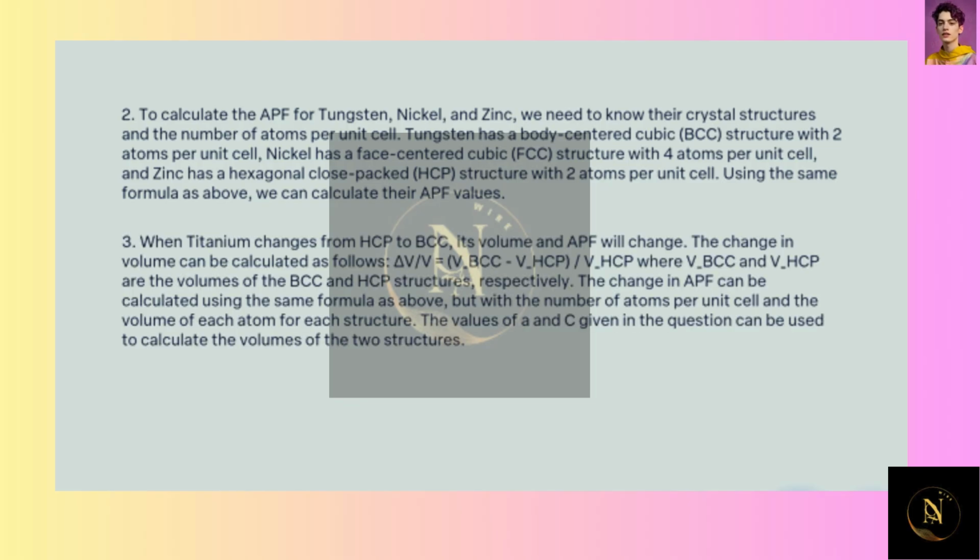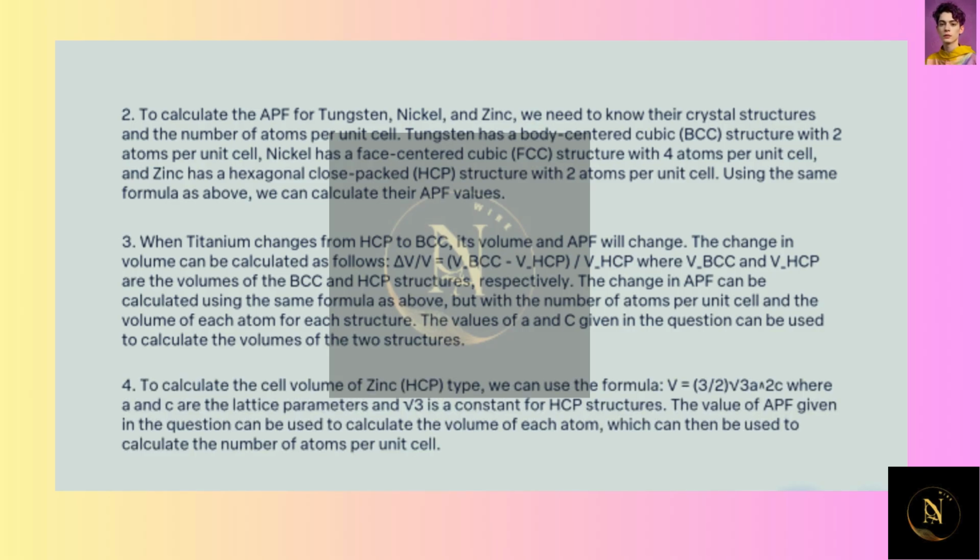3. When titanium changes from HCP to BCC, its volume and APF will change. The change in volume can be calculated as follows: delta V/V equal to VBCC minus VHCP / VHCP, where VBCC and VHCP are the volumes of the BCC and HCP structures, respectively. The change in APF can be calculated using the same formula as above, but with the number of atoms per unit cell and the volume of each atom for each structure. The values of a and c given in the question can be used to calculate the volumes of the two structures.